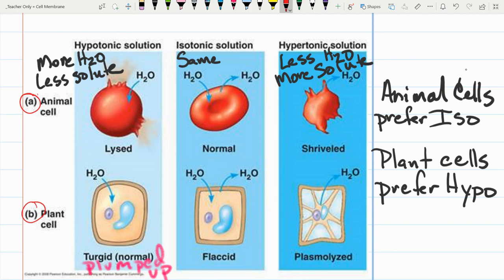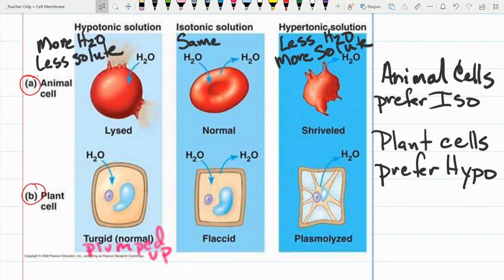Now in the isotonic, here, this is what a normal shape of a red blood cell would be, and you have equal amounts on both sides. Now, if you put a red blood cell in a hypertonic solution, which means it has less water here on the outside in the blue and more solute, the water in that cell is going to want to move out. It's going to leave the cell to try to dilute all that solute outside of it. And as a result, it's going to shrivel up and shrink.